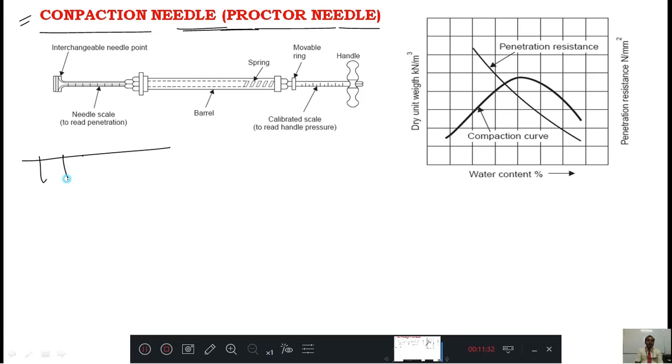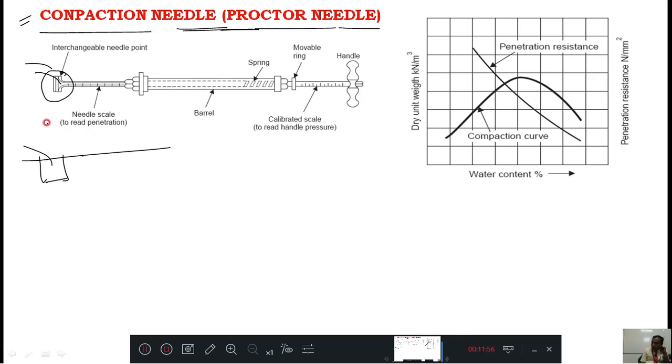Every time you cannot make a core cutter here and bring the soil to the lab, that is not possible. Therefore, you need to take this compaction needle. This is also called the Proctor needle. This needle has a needle point here, called an interchangeable needle point, which means you can remove it and put another needle here based on the type of soil.